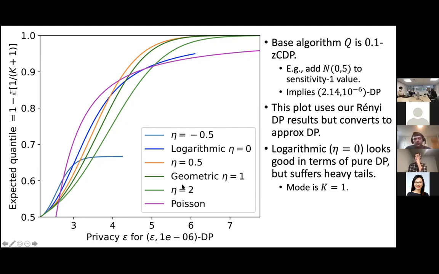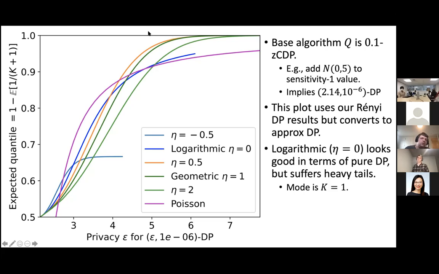But if we increase this parameter eta even a little bit, we are able to start avoiding these heavy tails. So the logarithmic distribution is sort of like a uniquely annoying distribution with its heavy tails. If we start increasing the eta parameter, we start getting better behavior. So the orange line corresponds to eta equals 0.5. And as we see, this gets you pretty good privacy utility trade-off.